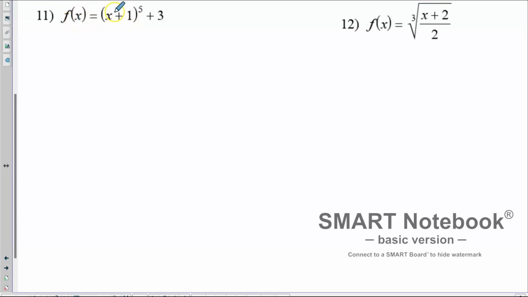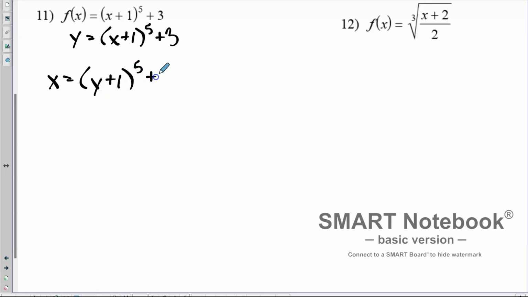Again, I have y equals this expression in terms of x, so let me switch x and y. Here's what I mean. This is what we have. We're given a function. F of x is really our y coordinate. So now I'm just going to switch these two, which means I have x equals y plus 1 raised to the 5th power plus 3. It looks kind of intimidating, but it's really not.